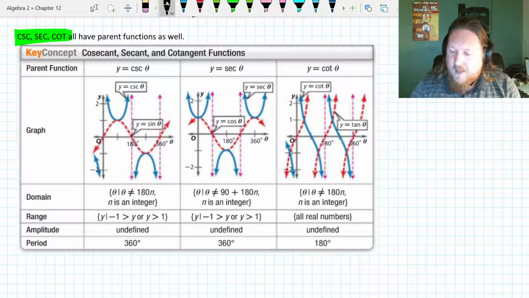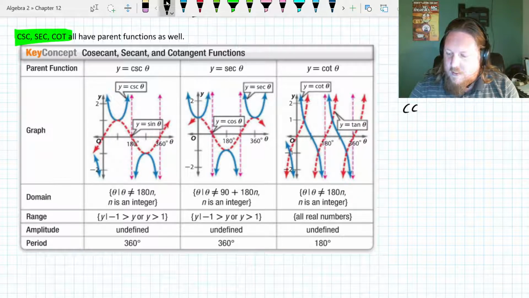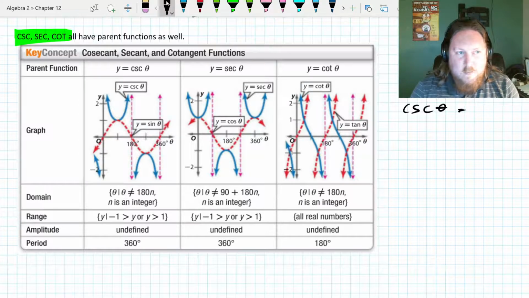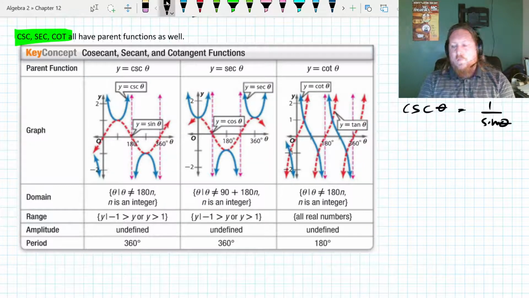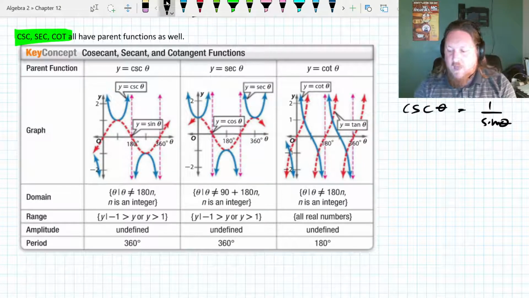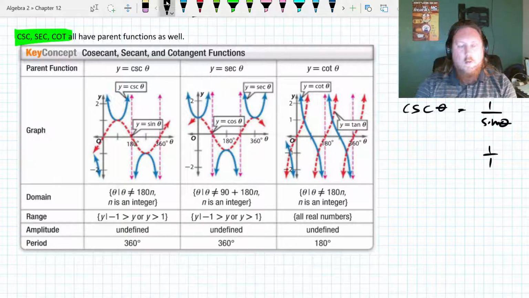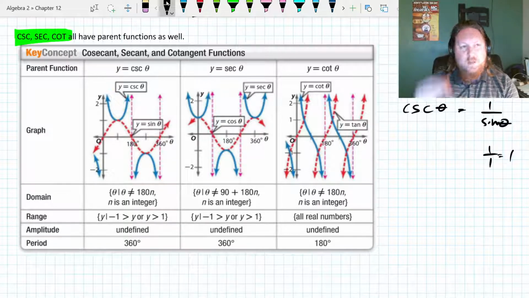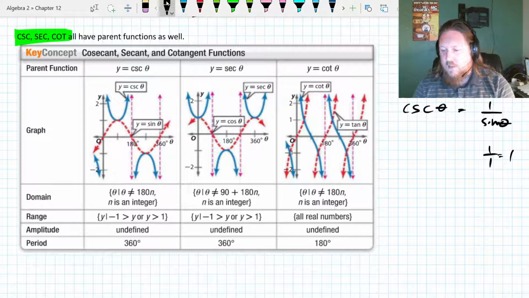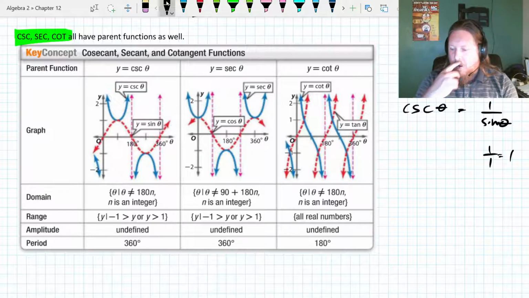So take a look at cosecant of theta. Cosecant, oh man, I forgot the C again. Cosecant of theta is just equal to 1 over the sine of theta. Well, if the biggest value of sine is 1, that's actually going to be the smallest value of cosecant. And there are going to be undefined parts.